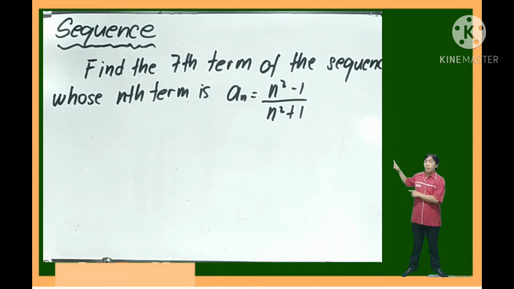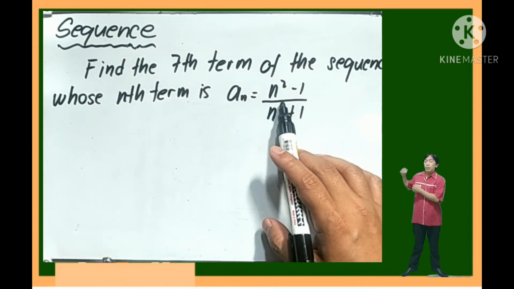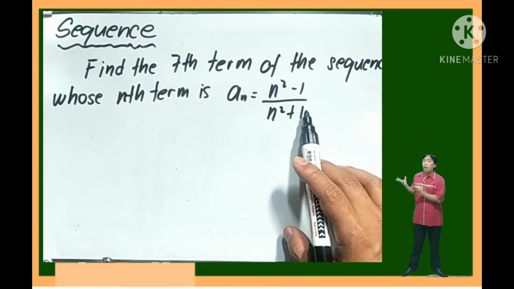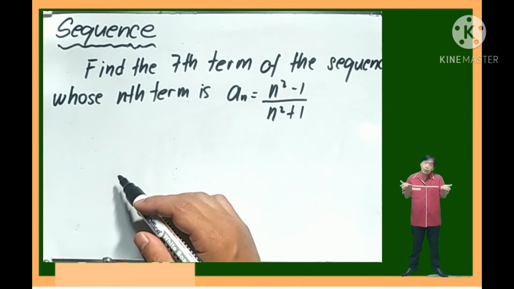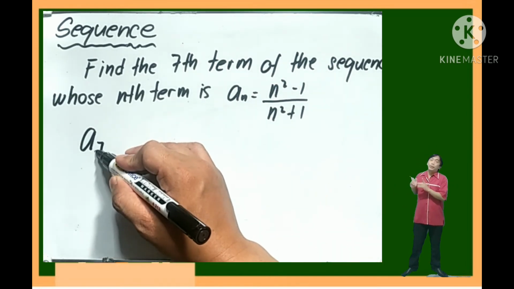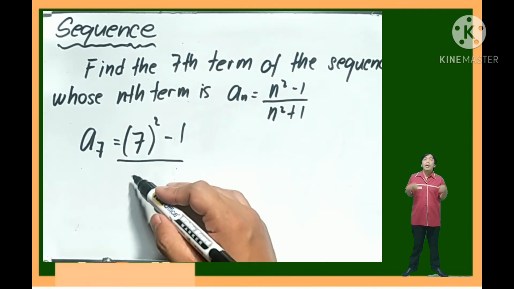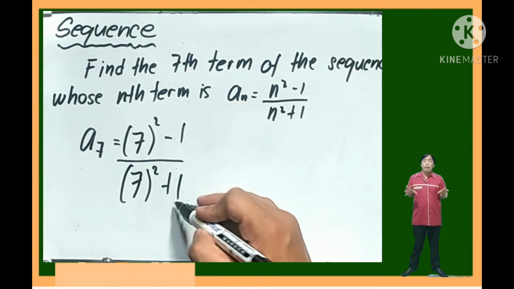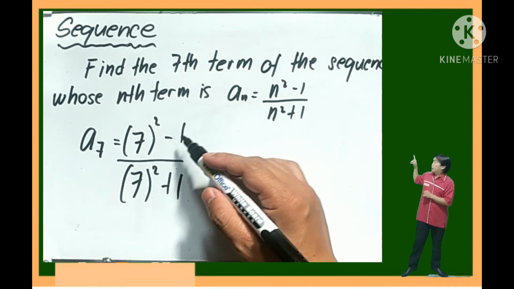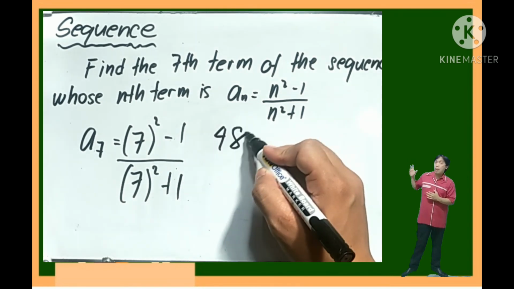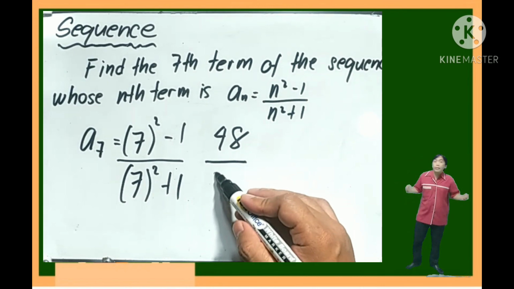Let us now try to find the 7th term of the sequence whose nth term a sub n is equal to n squared minus 1 all over n squared plus 1. Let us now put in our domain, which is 7. So we have a sub 7 is equal to 7 squared minus 1 all over 7 squared plus 1. So we have 7 raised to the second power, which is 49, minus 1, the answer is 48, over 7 squared plus 1, which is equal to 50.